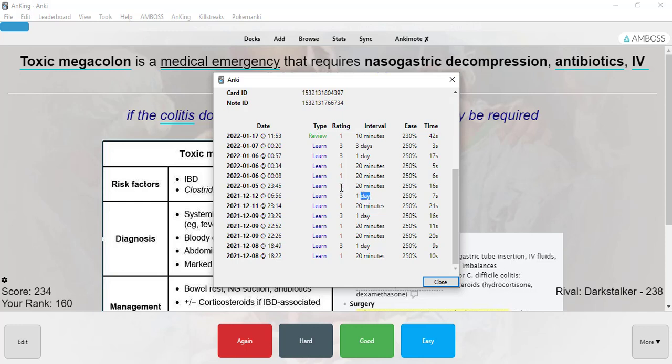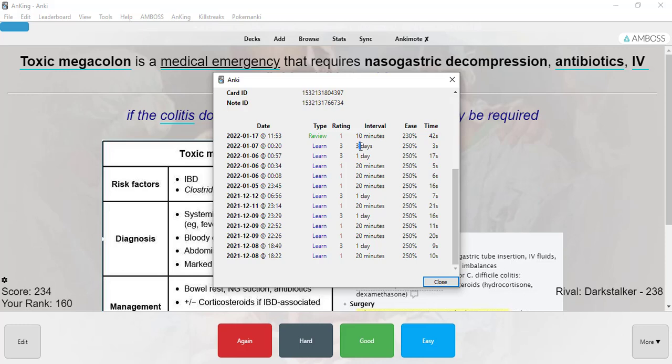After 1 day, I still forgot it. I pressed again and it asked me in 20 minutes. After 20 minutes, I still forgot it. I pressed 1 again, and it asked me in 20 minutes again, because that was the learning step, 20 minutes and 1 day. Now after 20 minutes, I remembered the information. I pressed good and then it asked me in 1 day. After 1 day, I remembered the information.